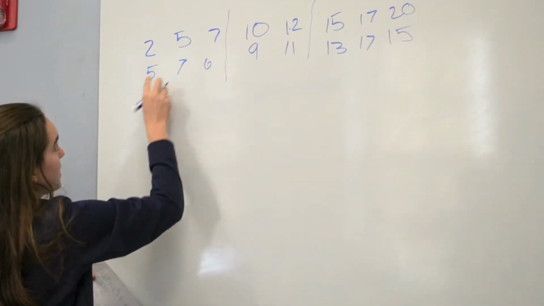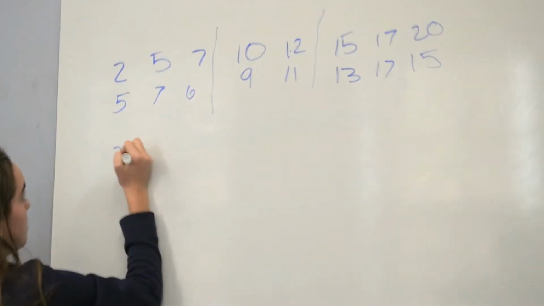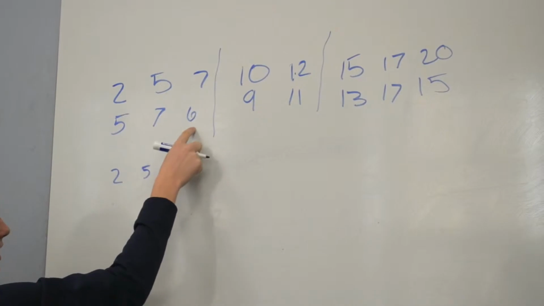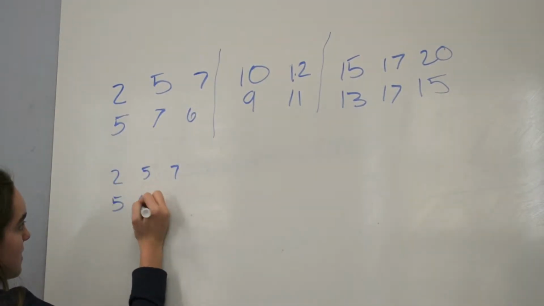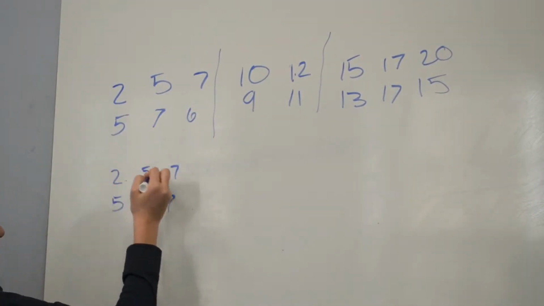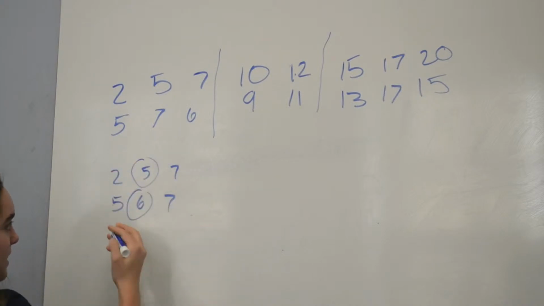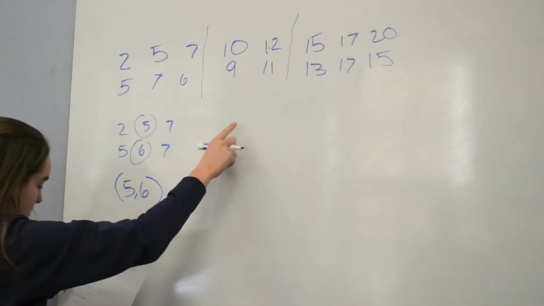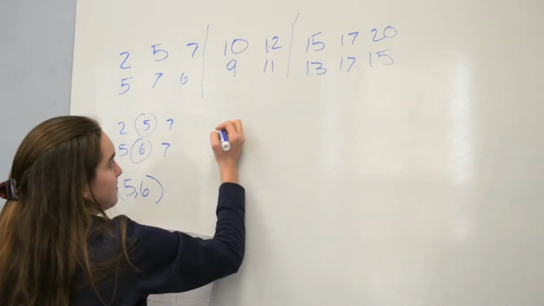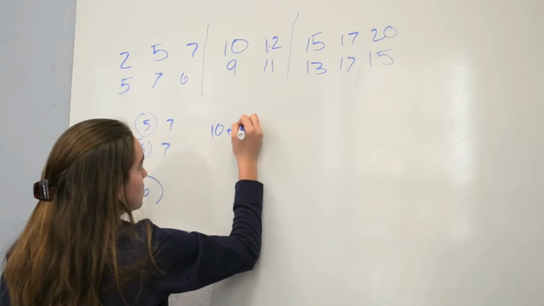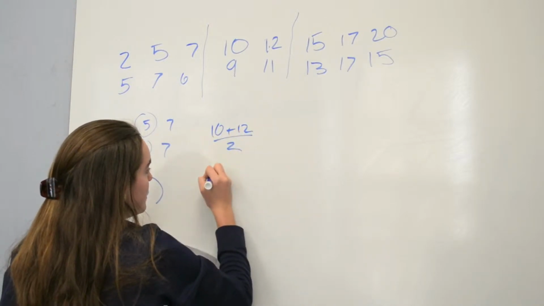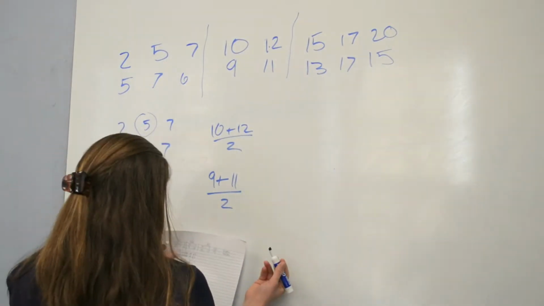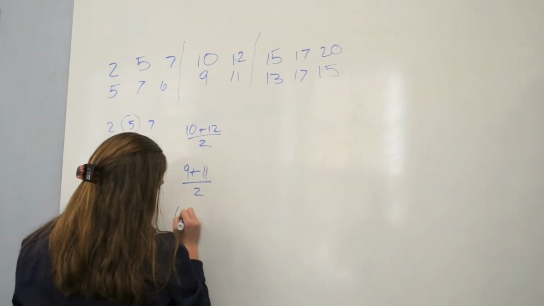So in this one, you're going to write them out in order, so 2, 5, 7, and then those are not in order because that's 5, 7, 6. So you're going to do 5, 6, 7. So the middle of that one is the 5, and the middle of that one is the 6. So the point for this is 5, 6. This one, you're going to have to find the mean of it, so 10 plus 12 divided by 2, and then 9 plus 11 divided by 2. So this ends up being 11, 10.